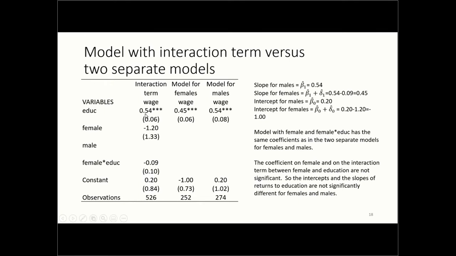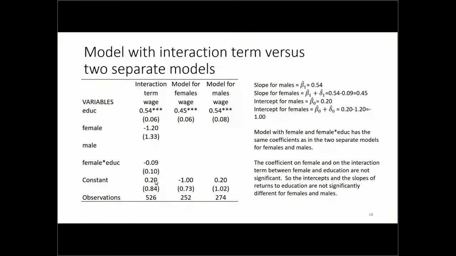So here we have the slope for males is this number here, minus, it's 0.54. The slope for females would be this number here, plus this number here, which would be 0.45. The intercept for males would be 0.2, and the intercept for females would be this coefficient here plus this coefficient. So that would be a minus 0.1 here for the intercept for females.